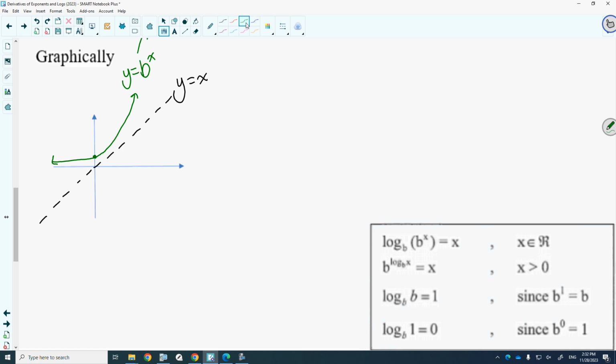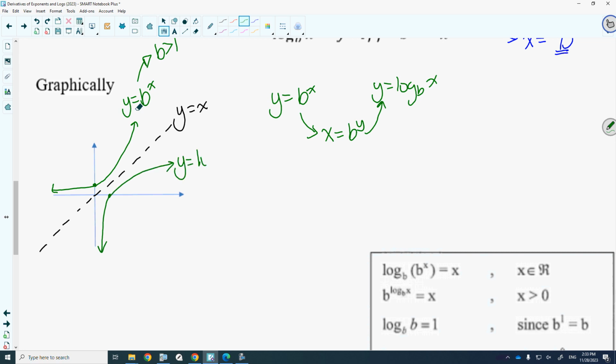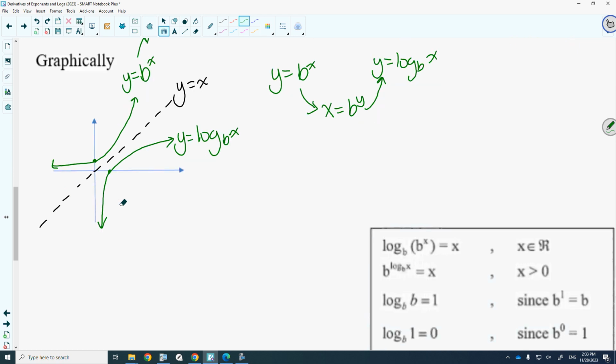This point here, which is (0, 1), is going to be here now. It's going to be (1, 0). Now, the inverse of this graph, so remember, y is equal to b to the x. The inverse of that is x is equal to b to the y. Solve for y. y is equal to log base b of x. So this graph here would be y is equal to log base b of x. So exponential graphs and logarithmic graphs are inverses of one another. Okay, so that's sort of the first important thing to understand.